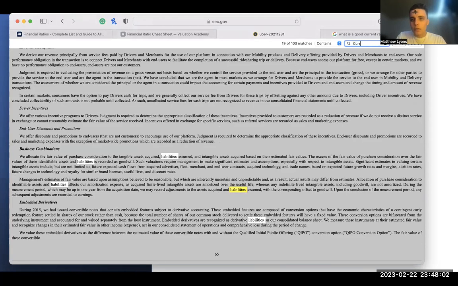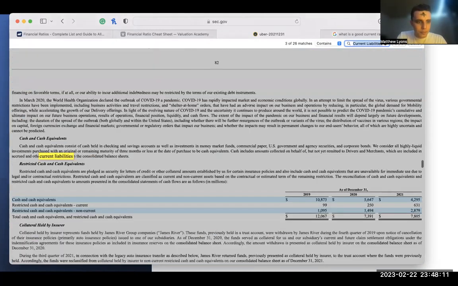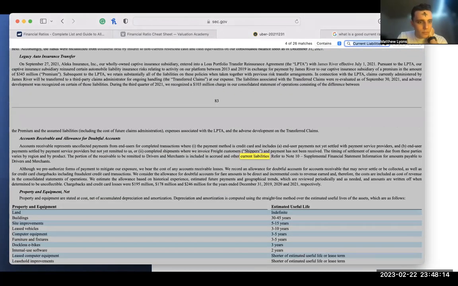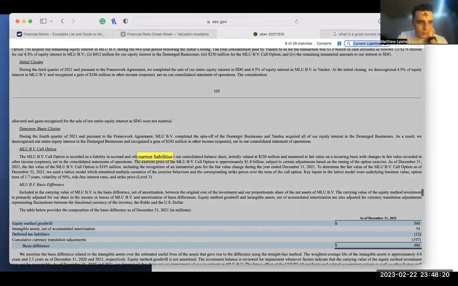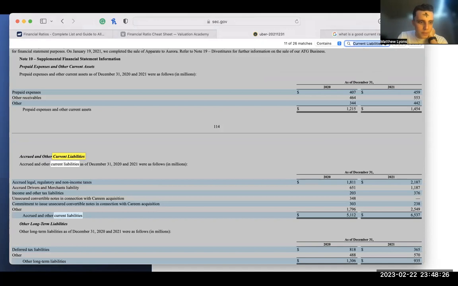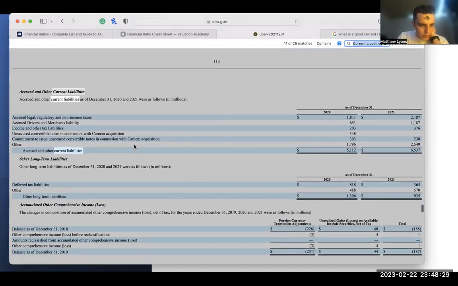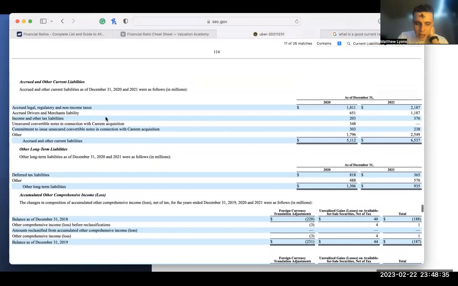Oh, we'll do current. Man, I hate spelling that word. Accrued and other current liabilities. Okay. Here we go. So this is going to help explain, because accounts payable falls under current liabilities. This is going to help explain our accounts payable.